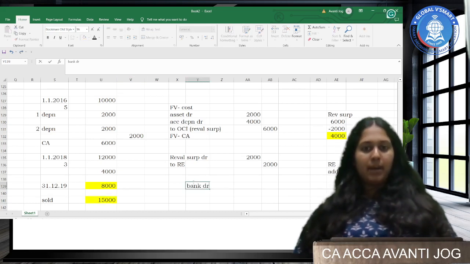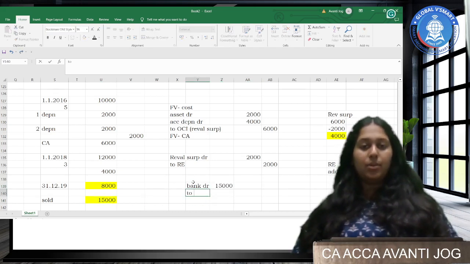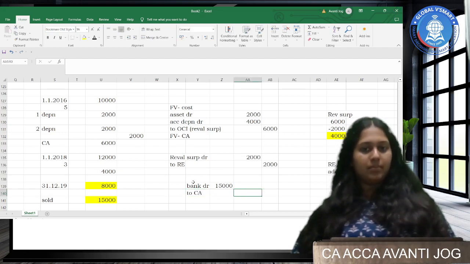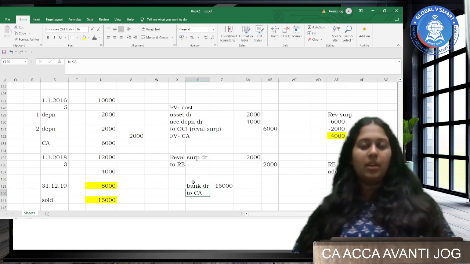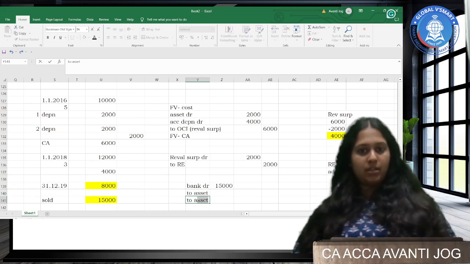Okay. I say very simple bank account debit kitna? 15,000. Okay. Then I say to carrying amount kitna. So both of these will go into a disposal account. Carrying amount or accumulated depreciation. You already know how to do the disposal account ka thing. Theek hai? So to asset account and to accumulated depreciation.